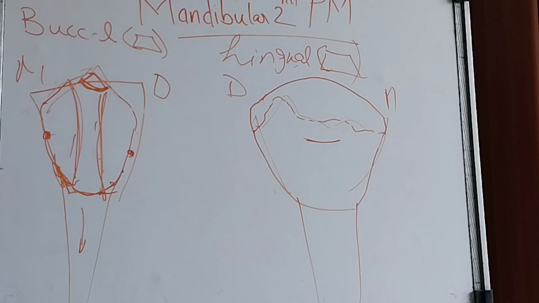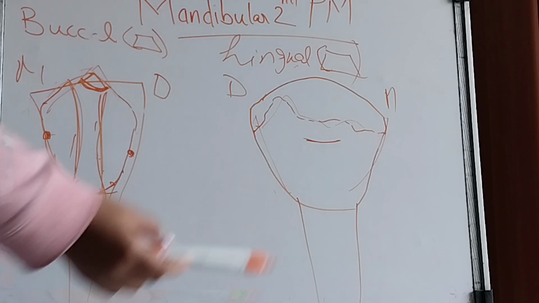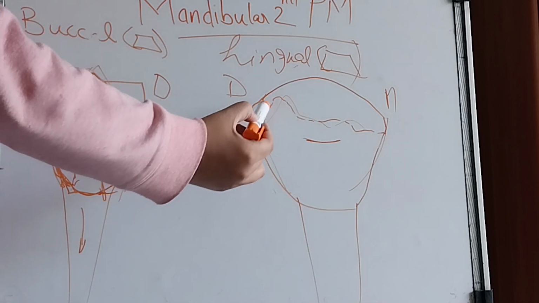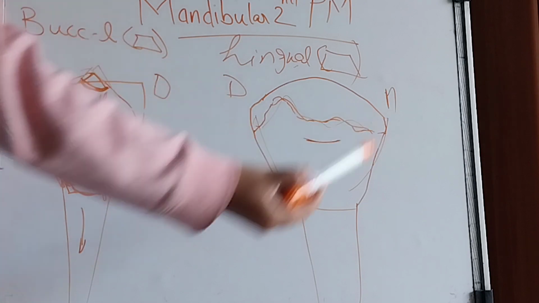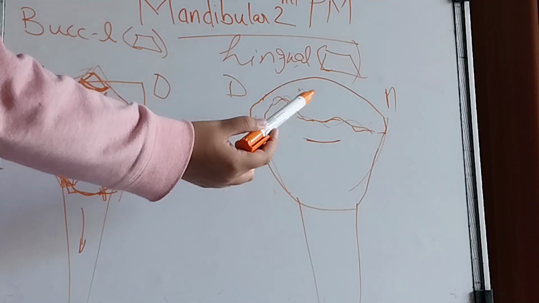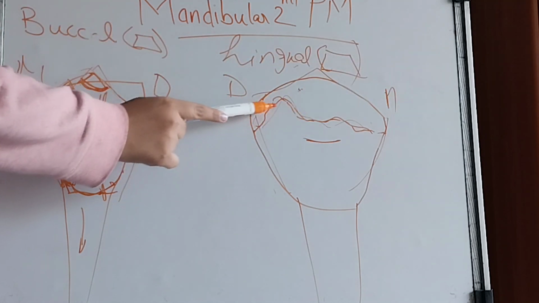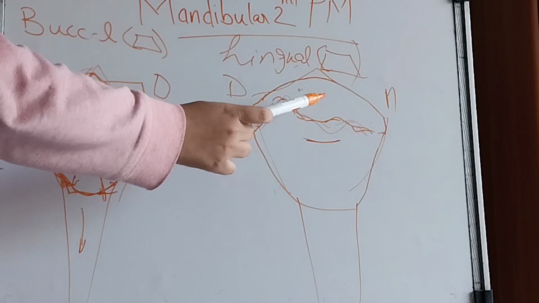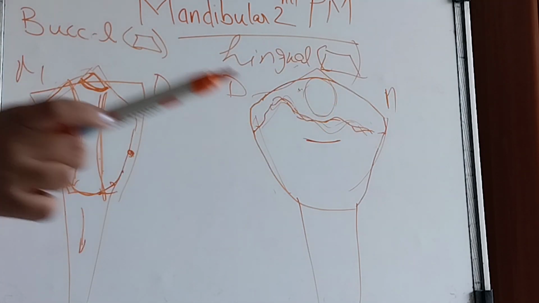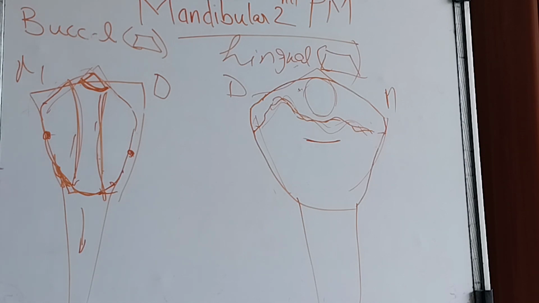A part of the buccal cusp is seen since the lingual cusps are not as long as the buccal cusp. You can see over here, this lingual cusp is shorter than the buccal. This is the lingual cusp behind, and this is the buccal cusp tip, and the ridges are seen from the lingual aspect because the height of the lingual cusp is shorter.